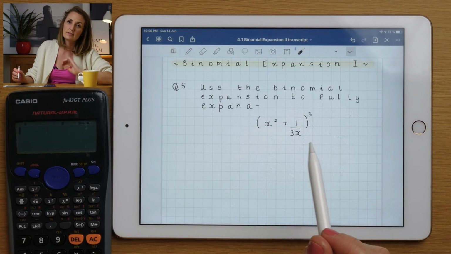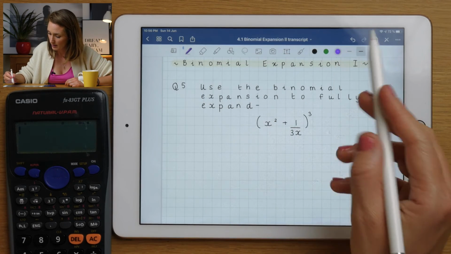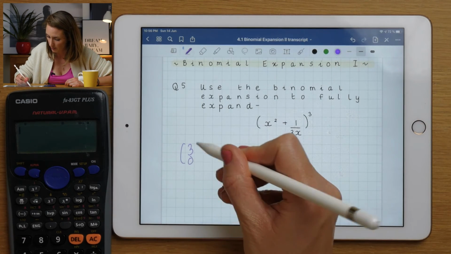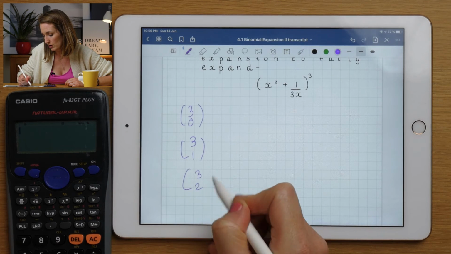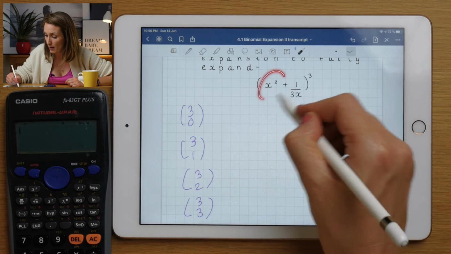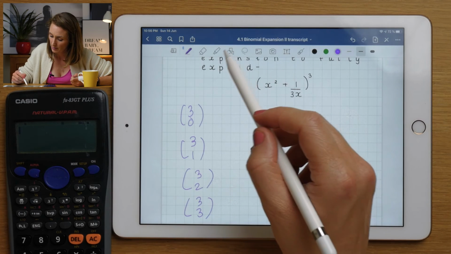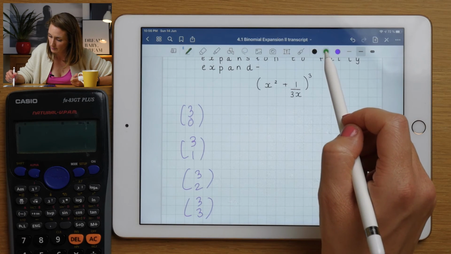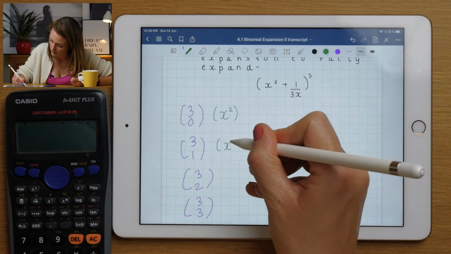This is the last one. Stick with me. I know this has been a little bit long. Okay, set it up for 3. So 3 choose 0, 3 choose 1, 3 choose 2, and 3 choose 3. Now the hard thing about this is we've got powers inside the bracket and they're different ones. So you can think about this one like this. This is x squared, okay?